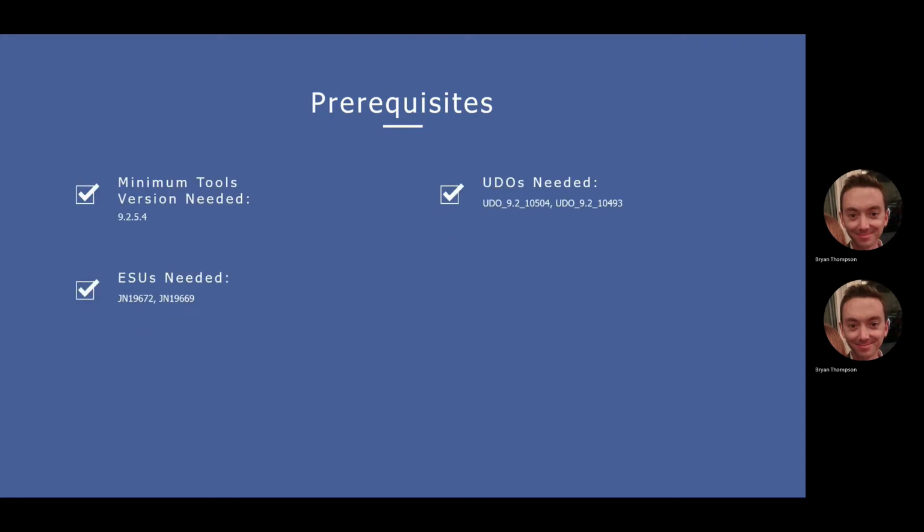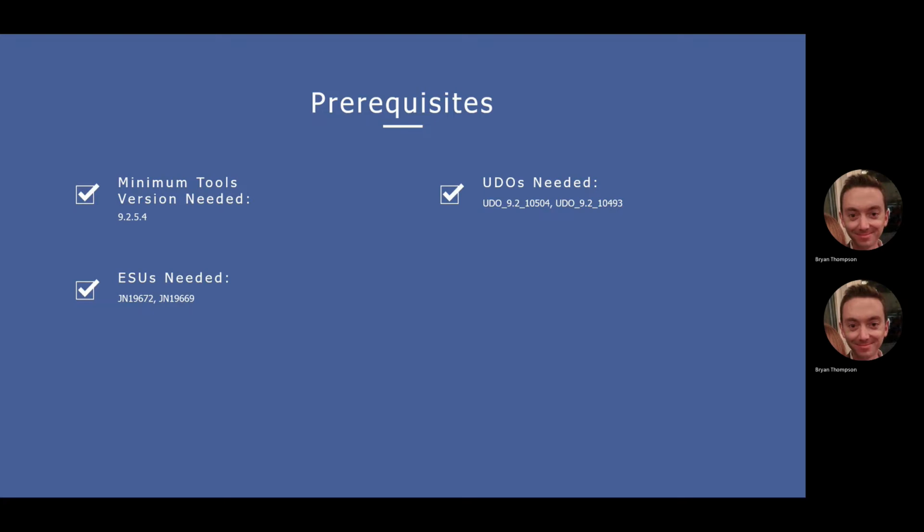All right, first we want to cover a few prerequisites that you will need to be aware of to make sure you can actually run this in your environment. The minimum tools version needed in order to take advantage of this visual application is 9.2.5.4. You will also need to take ESUs. Those are JN 19672 and JN 19669. I will cover the objects included in these ESUs during our brief demo.